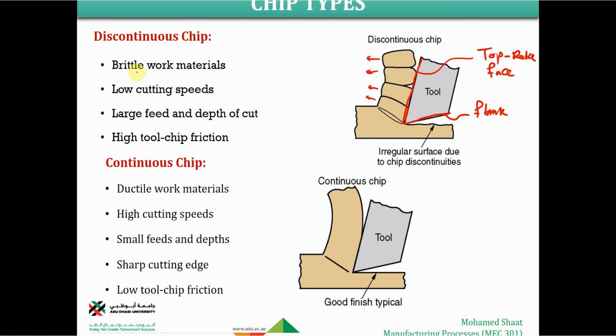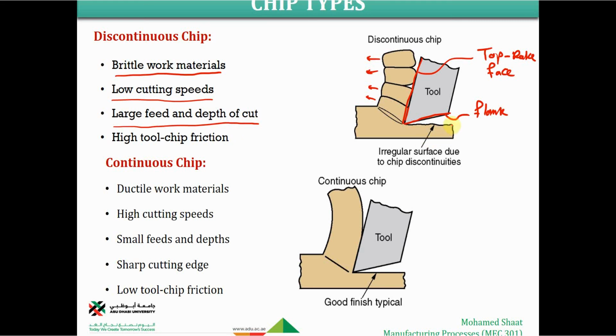So the discontinuous chip is formed in case the workpiece is a brittle material. This depends on the material type. If it is brittle, we are going to end up with a discontinuous chip. It is produced at low cutting speed. If we are already performing the cutting operation at low cutting speed, it is going to be obtained, especially if the workpiece is a brittle material. It also is produced at large feed and depth of cut.